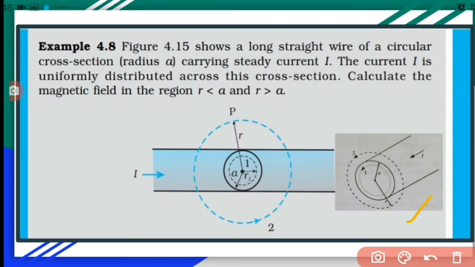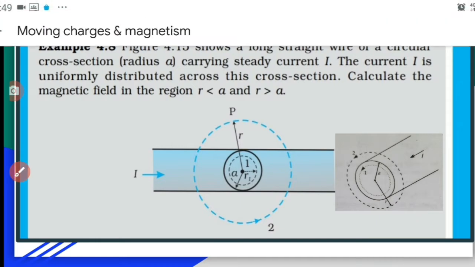Okay. So what we are asked to find is the magnetic field in the region R greater than A, which means outside the wire, and R less than A, which means inside the wire. So here the wire is somewhat thick and it carries a current I. First we will start with R greater than A. R greater than A means the point lies outside the wire.